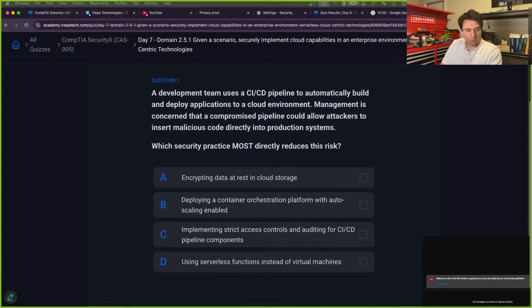Okay, question 1. A development team uses a CI/CD pipeline to automatically build and deploy applications to a cloud environment. Management is concerned that a compromised pipeline could allow attackers to insert malicious code directly into production systems. Which security practice most directly reduces this risk? So we're worried about someone getting into our pipeline and inserting malicious code. So where does that start?